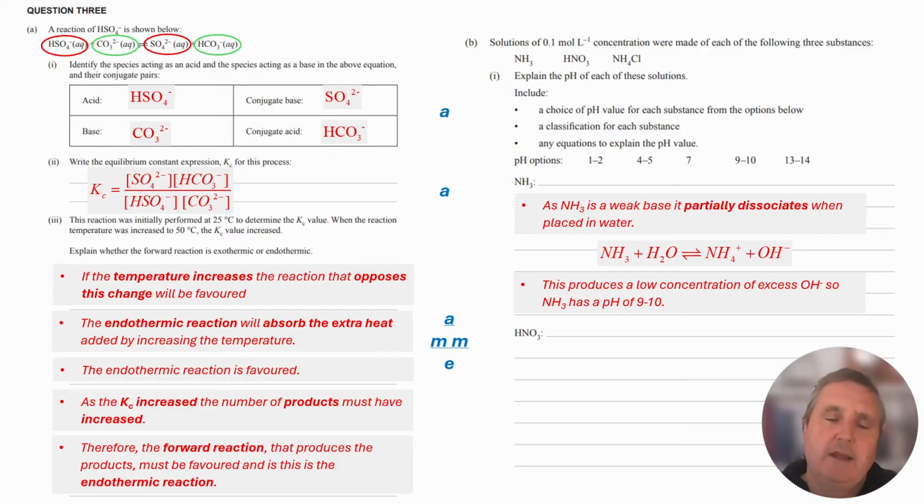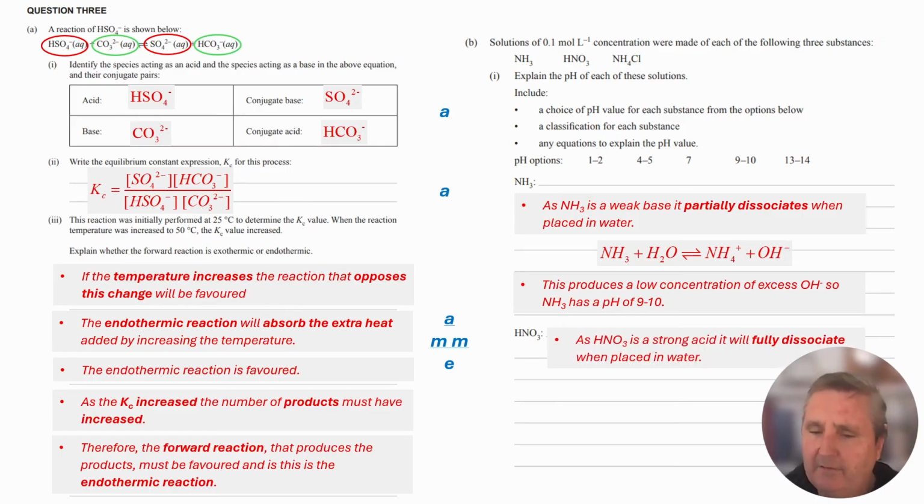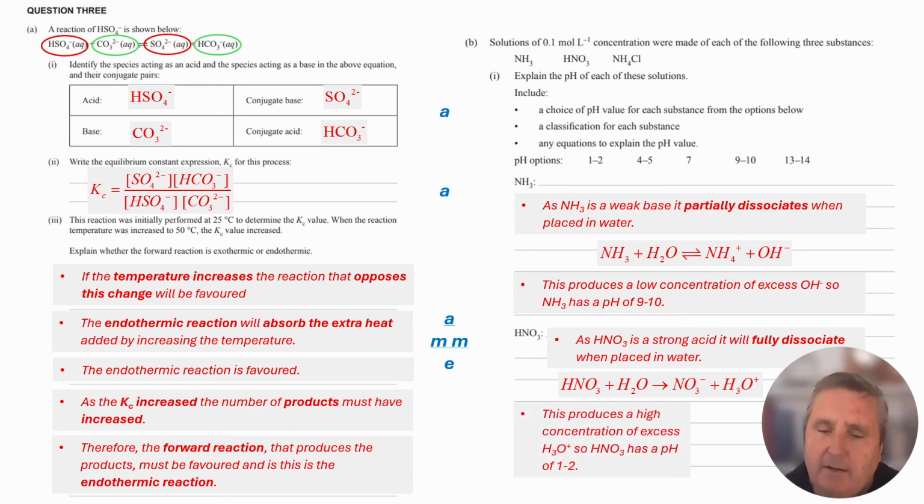Next one, HNO3. We should recognize this as being nitric acid and know that it's a strong acid. Because it's a strong acid, it is going to fully dissociate when placed in water. When we draw its equation, it's going to have a single arrow. Okay, and it's making the nitrate ion and the hydronium ion. Because it's a single arrow, all of these acid particles are turned into hydronium particles, and it will have a high concentration of H3O+, of excess H3O+.